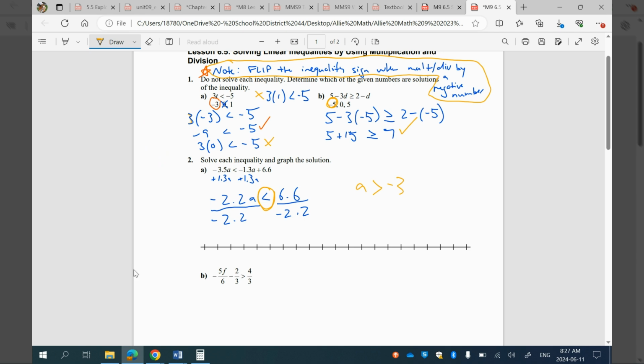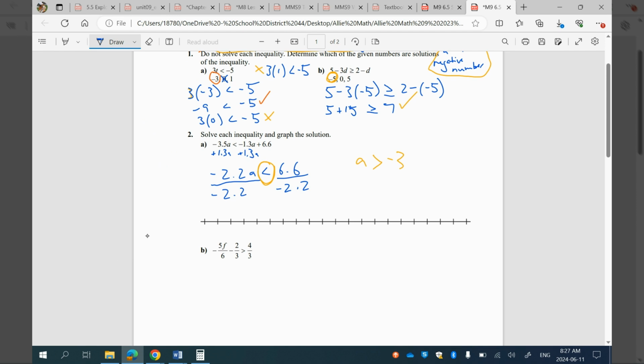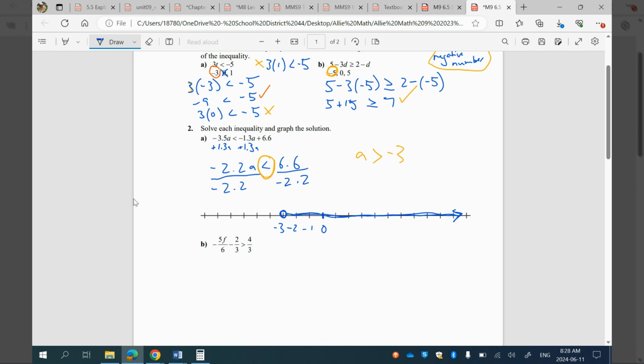Okay, so now let's graph this on our little number line, and we can say this is 0, negative 1, negative 2, negative 3. It's not greater than or equal to, so we're going to use a not colored in circle, and it needs to be greater than negative 3, so we're going to go this way. Okay, there we go. Let's do the next one.